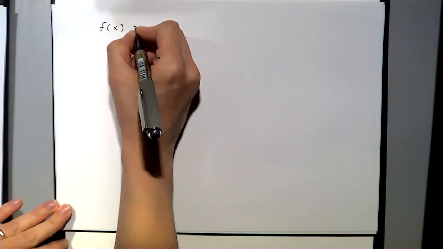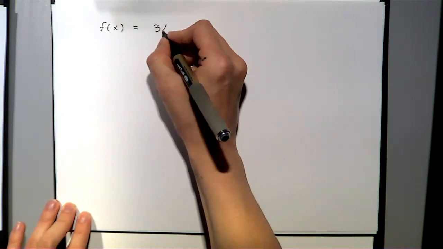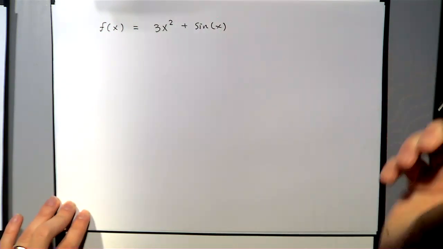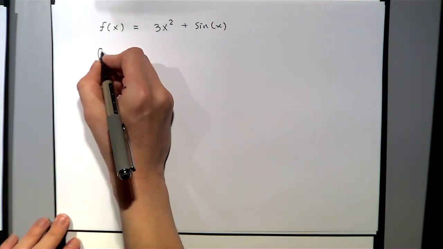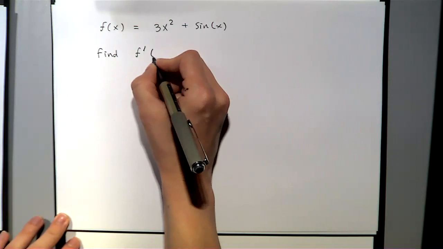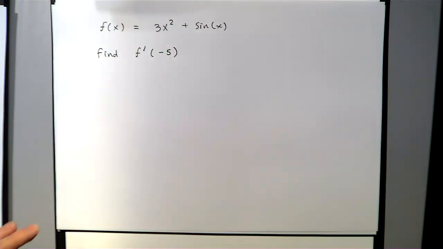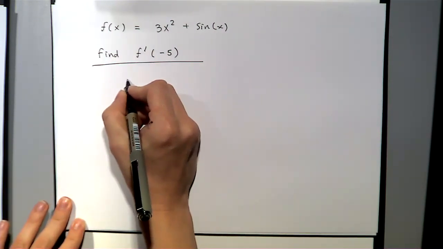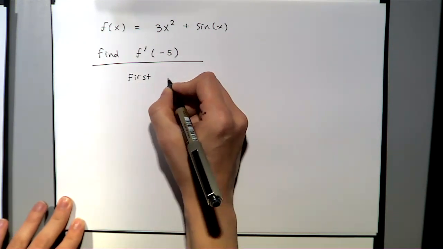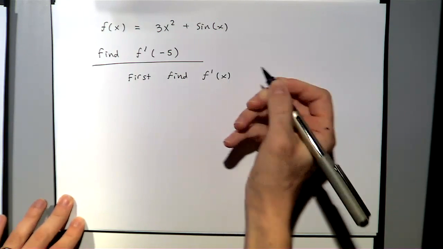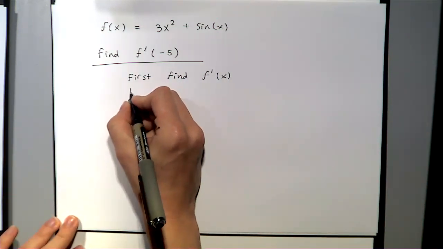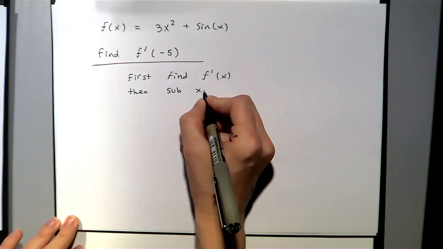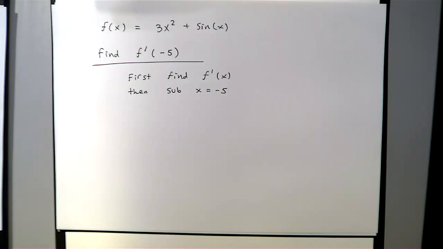I'll dwell on this point a bit. If I tell you that you have a function f of x equals, say, 3x squared plus sine x, whatever, and I tell you to find f prime of, say, minus 5, what do you do? You first find the derivative in general, and then you substitute x equals minus 5. You don't do it the other way around.